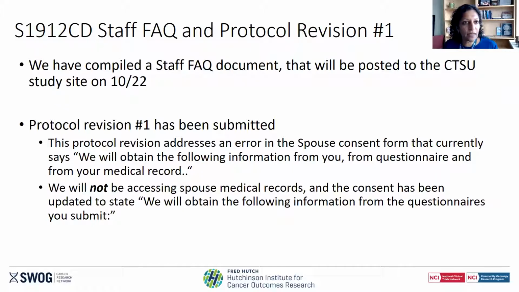Just some updates on the protocol. We've received emails from many of you on this call, and we're trying to compile them into a frequently asked question document for convenience, and we'll be posting that to the CTSU site on October 22nd. Protocol revision number 1 has been submitted basically to address some confusion around what information is required from the spouse caregiver. Specifically, we will not be accessing medical records for the spouse, and I think that was unclear in the prior version.